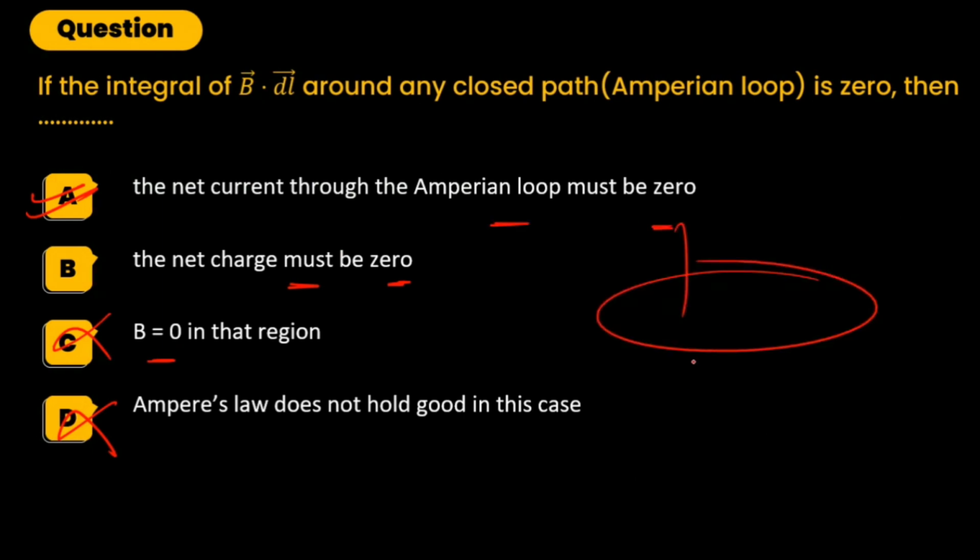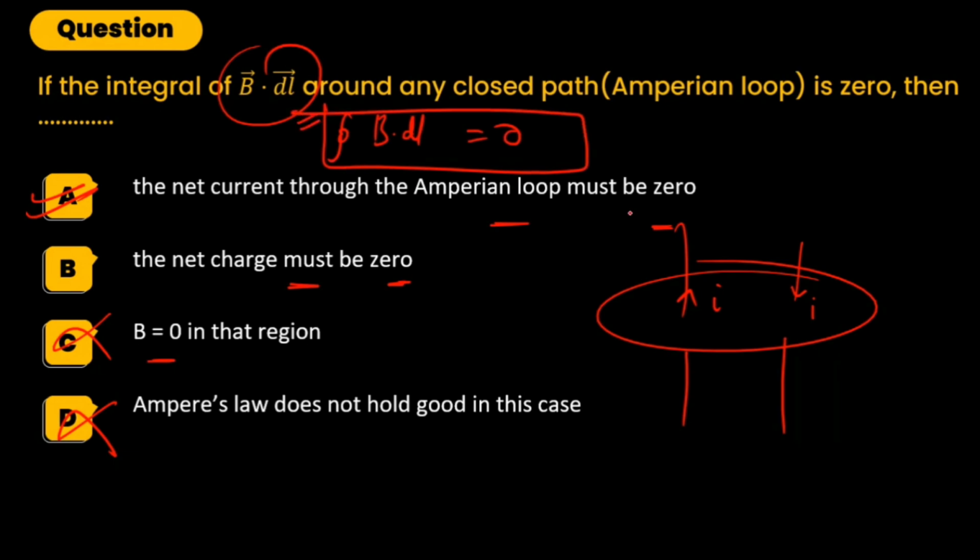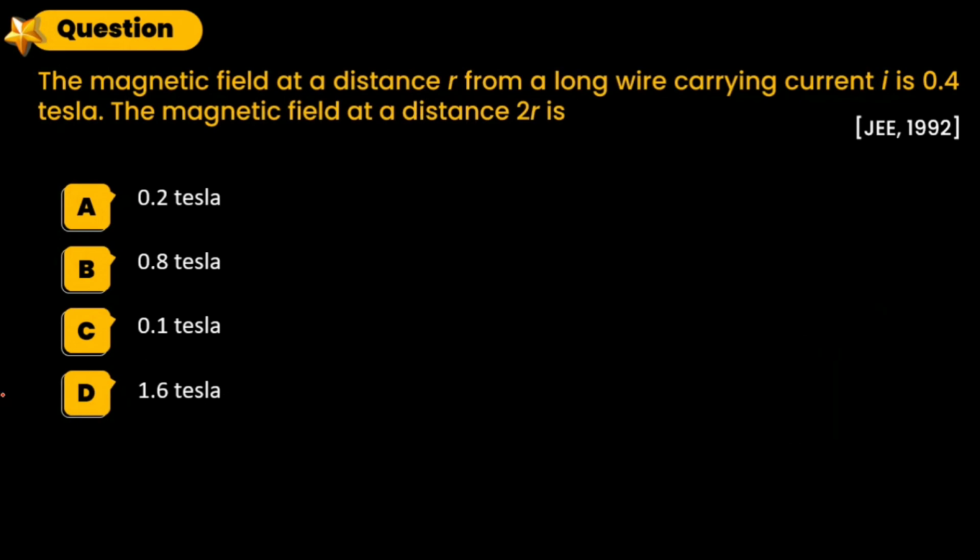You can assume it this way: there are two wires. One is carrying current in the upward direction, the other is carrying current in the downward direction. And the magnitude of the current in both wires is the same. Then we can say that B dot dl is 0. So what is that case? Net current is 0. Then only it is possible. Now again, this is a question and I guess you should try it out.